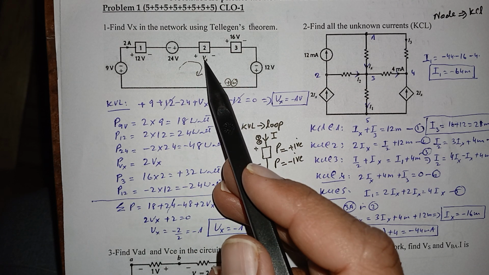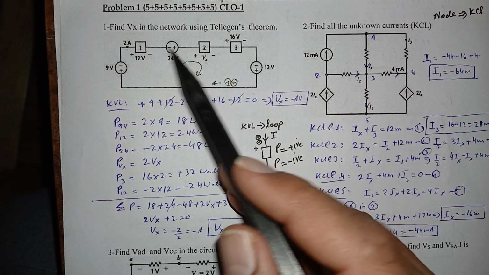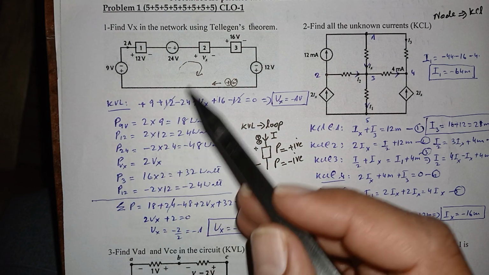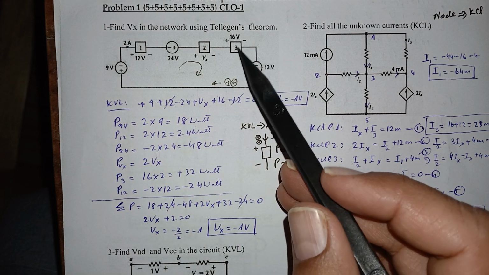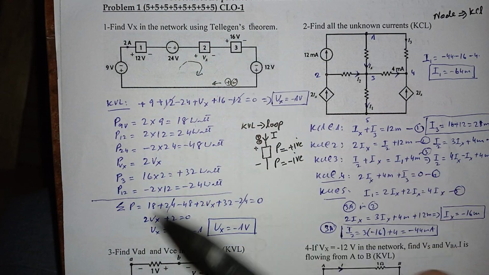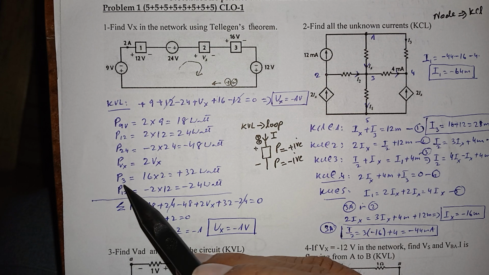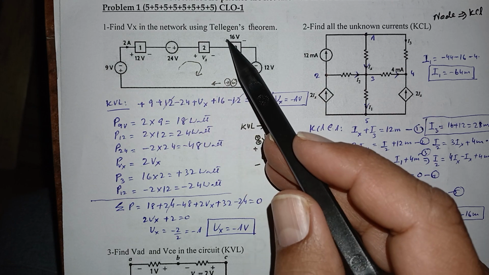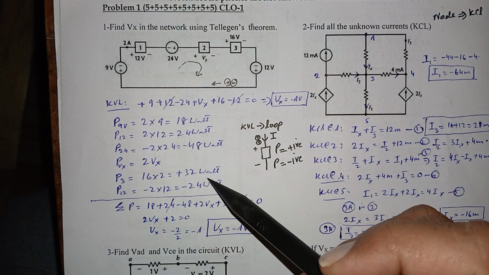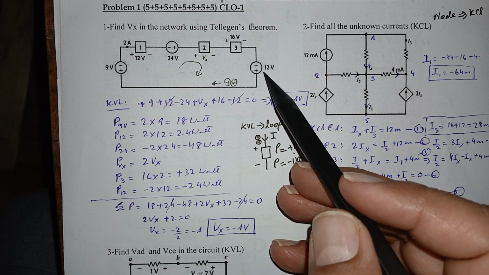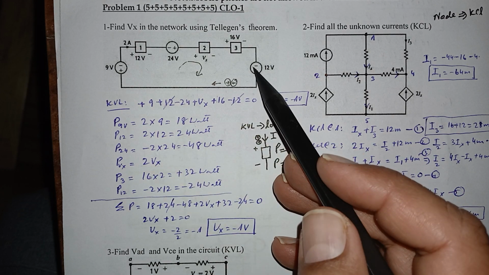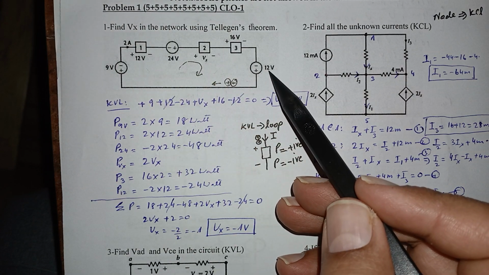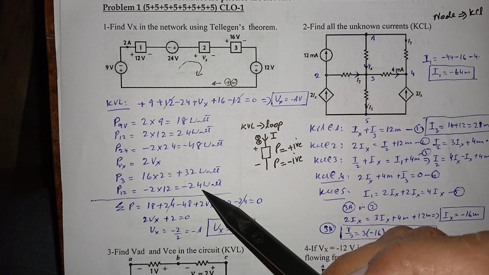Power across this unknown voltage Vx: the current is hitting the positive terminal, so this is plus, and the current is 2 and the voltage is Vx, so 2Vx. Power across the 16 volt or third element, P3, is equal to: the current is 2 ampere and it is hitting a positive terminal, so plus 2 into 16, which is plus 32 watts. Power in the 12 volt source: it is hitting a negative terminal, so I have written negative, and multiplying 2 by 12, voltage into current, this is power, and this is minus 24 watts.